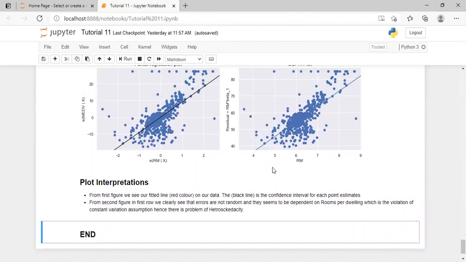And I think there is one more tutorial, which would be on PCA, principal component analysis, which would be conducted next week.